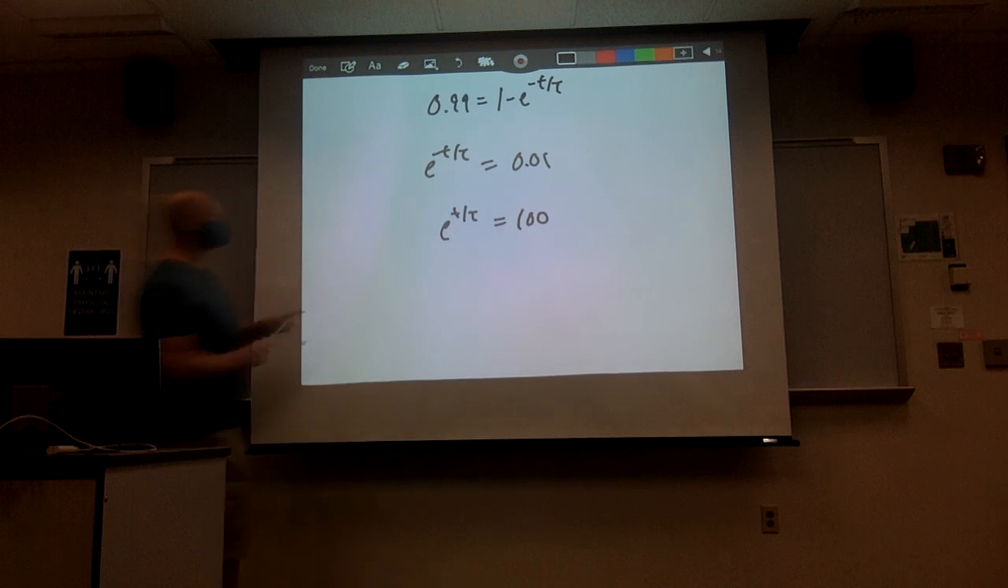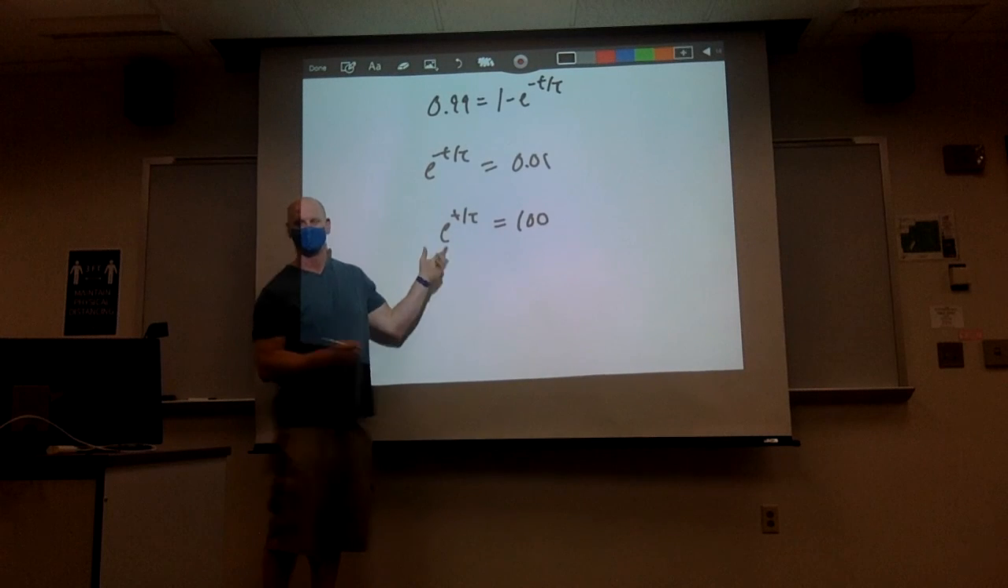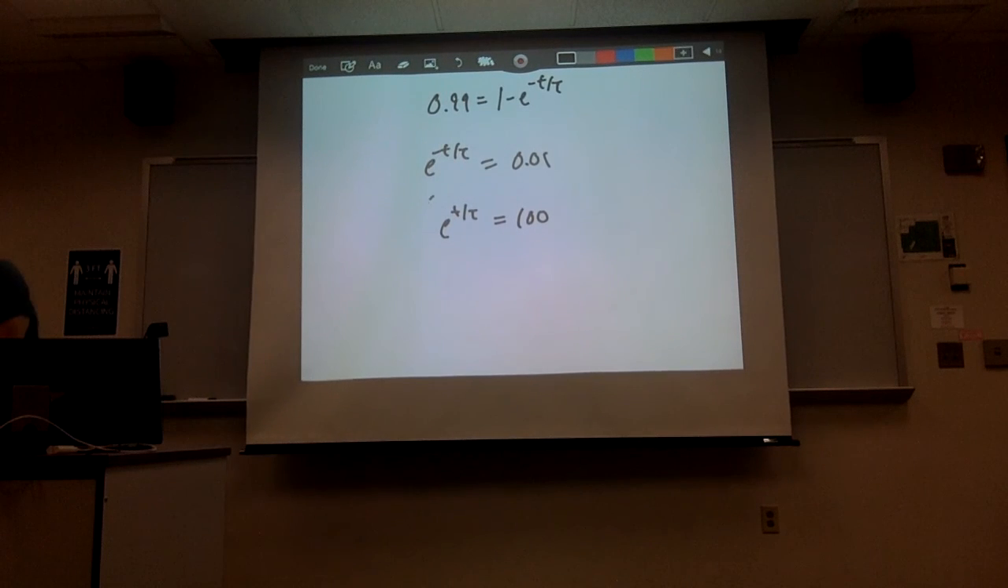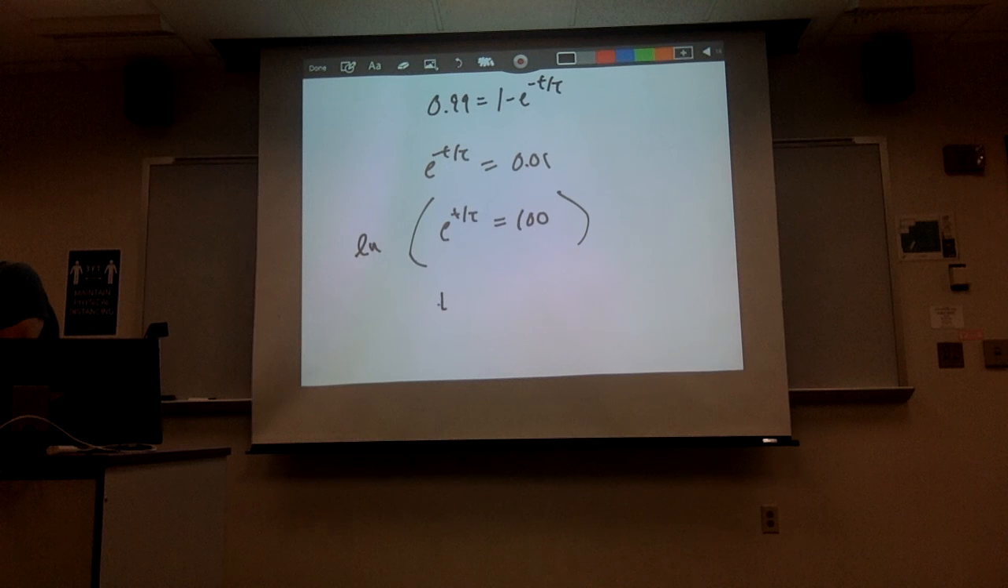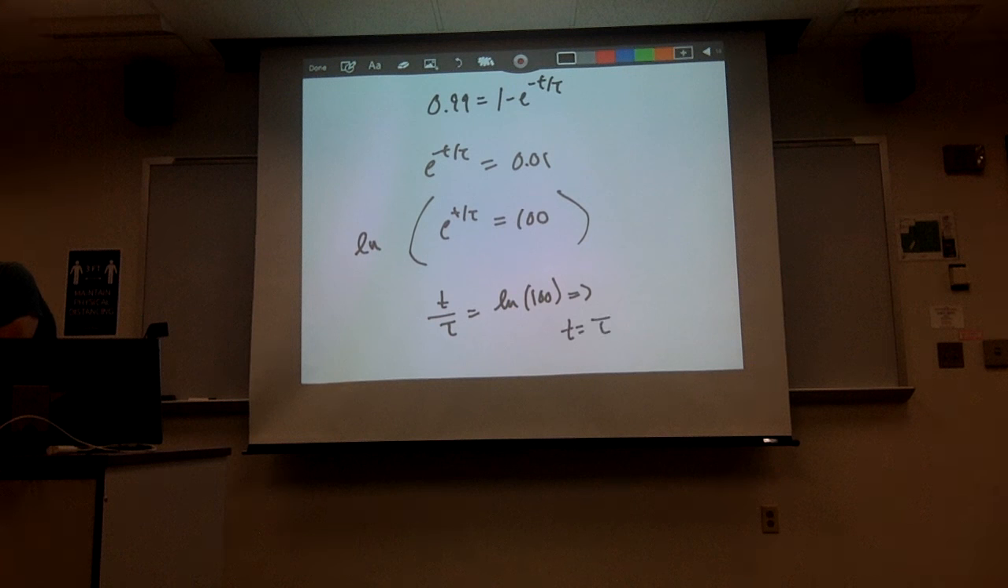Now again, what I want is t, so how do I get rid of an exponential? Natural log, so let's take the natural log of both sides. So here I get t over tau is equal to the natural log of 100, which means t is equal to tau, my time constant, times the natural log of 100. This is the amount of time it's going to take for this thing to reach 99% of its maximum charge. Look at my numbers. What I find in this case is this works out to be 28 milliseconds. So it only takes 28 milliseconds for this thing to reach 99% of its maximum charge.